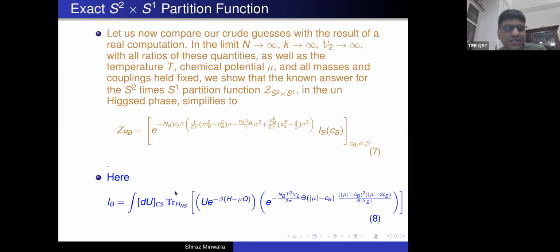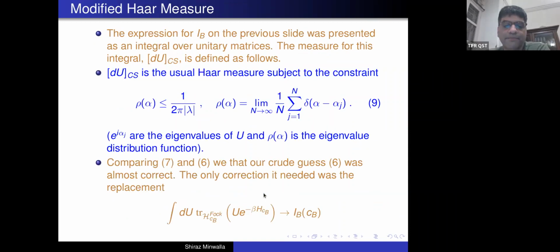Okay. So this is what comes out of a long and difficult explicit computation: a relatively simple looking answer, an integral over a modified Haar measure, a twisted free boson partition function, coupled to a few extra factors. Comparing the exact answer with our crude answer, we see that the only correction that is needed is that this projection of the free boson Hilbert space to the singlet sector is replaced by this IB quantity, which I've described to you in some detail here.